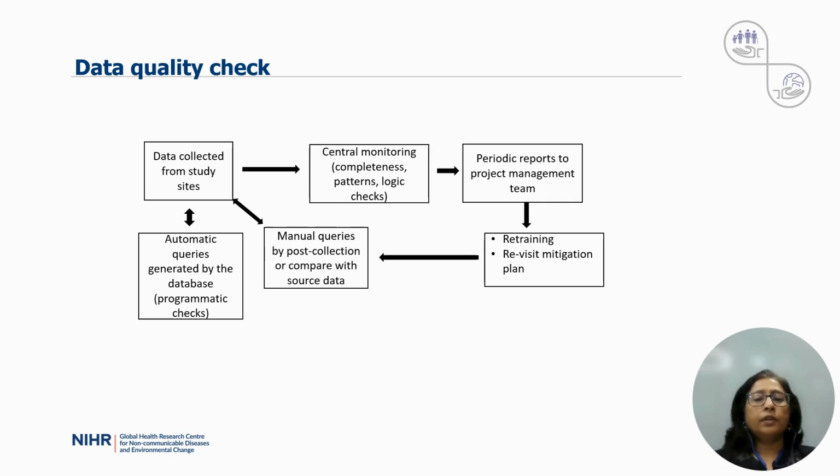Once we look at the periodic reports, the project management team might decide, okay, we'll continue to do what we are doing, which is going fine, or we do a retraining, or probably we might have to revisit the mitigation plan because some things are not working. And we go back and check if there are certain fields which were problematic, then probably we give a thorough check for those fields again in some manner. So this is a quick summary of how you might want to implement it in real life.